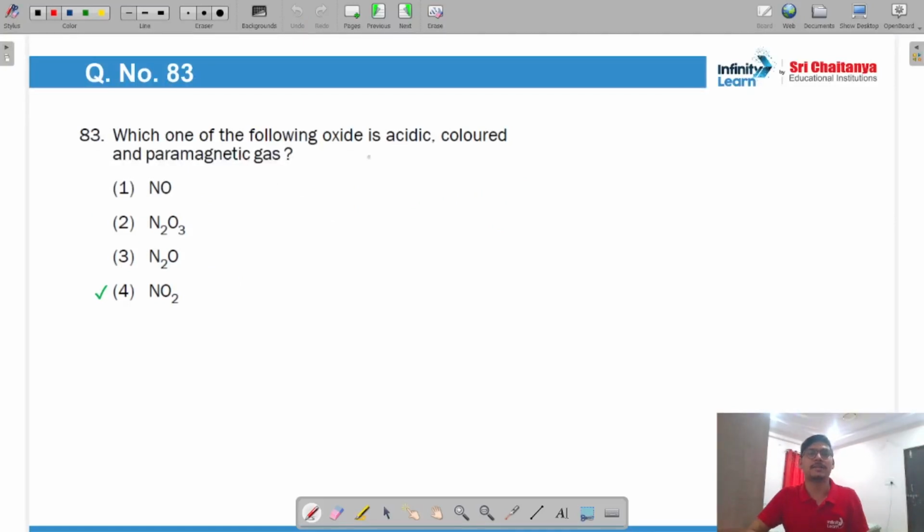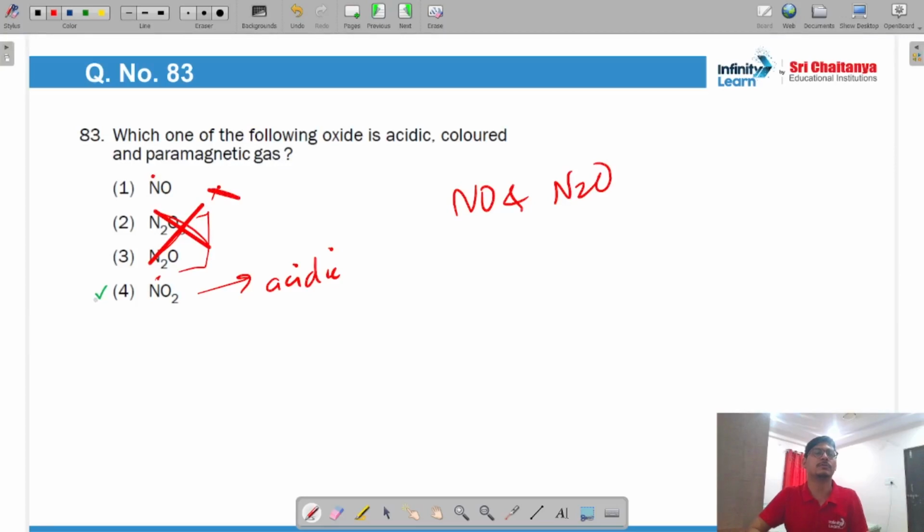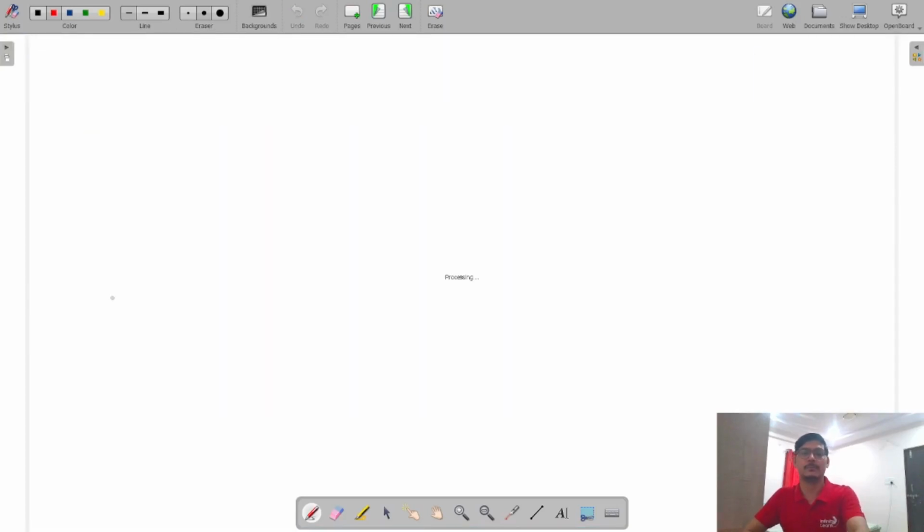Which one of the following oxides is acidic, colored, and paramagnetic? It's very simple to figure out, guys. NO is paramagnetic and NO2 is paramagnetic. Others are diamagnetic, so they are ruled out. Now, which is colored? Of course, NO2 is a brown colored gas and it is acidic. And you guys would know that NO and N2O are neutral gases. So this is also ruled out. So the correct answer is this one.